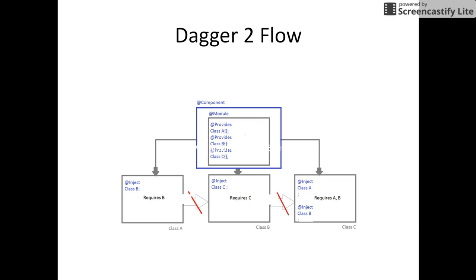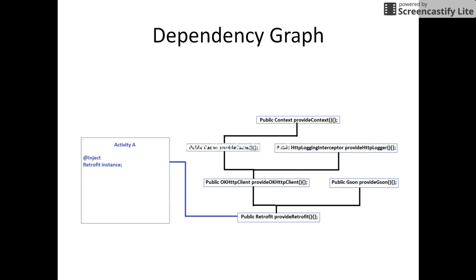Now the last part of Dagger 2 is the dependency graph. Internally, Dagger 2 creates a dependency graph. What a dependency graph is all about is basically a sort of cycle of all those objects and dependencies put into a graph, you could say. In our next slide, I'll explain how these dependency graphs actually work with our applications.